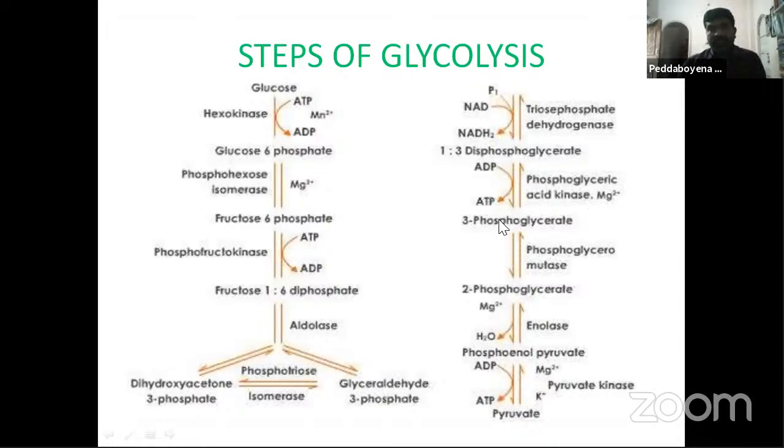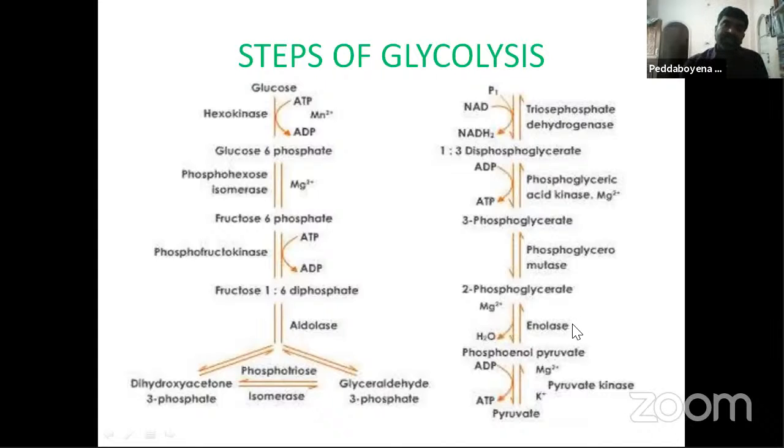Next, the 3 phosphoglycerate is converted into 2 phosphoglycerate. It is isomerized, catalyzed by the isomerase enzyme. What is that? Phosphoglyceromutase. Then this 2 phosphoglycerate undergoes dehydration, which means the water is released from the substrate. So water is removed.